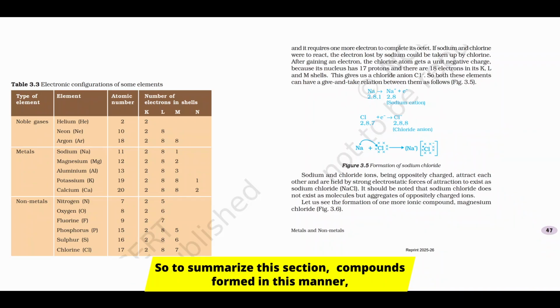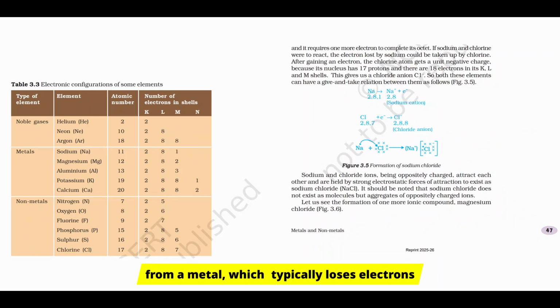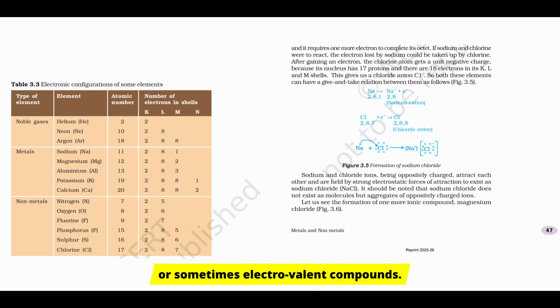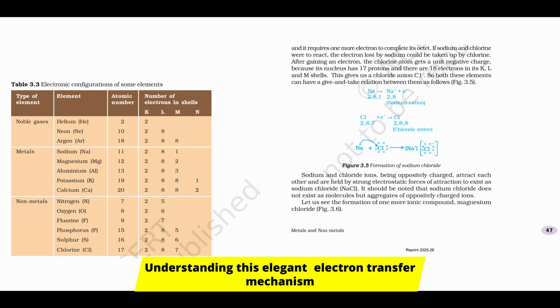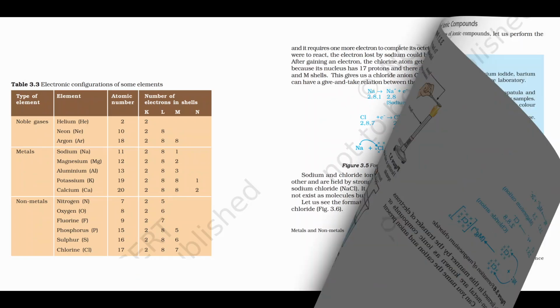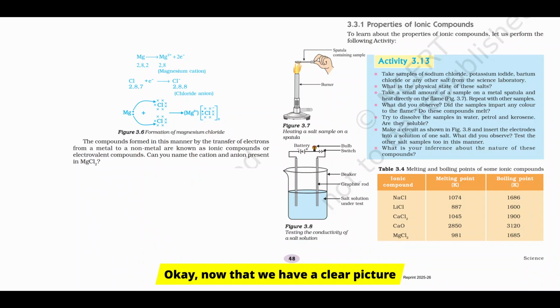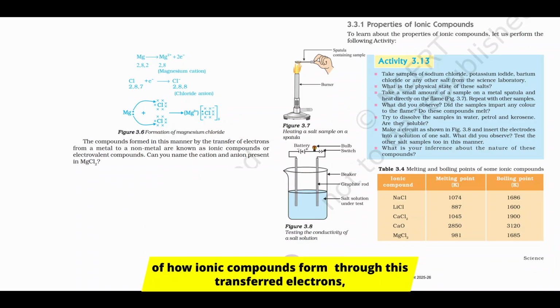So to summarize this section, compounds formed in this manner, specifically by the complete transfer of electrons from a metal, which typically loses electrons to form positive cations, to a non-metal, which typically gains electrons to form negative anions, are called ionic compounds or sometimes electrovalent compounds. Understanding this elegant electron transfer mechanism is absolutely fundamental to comprehending all the unique properties that these compounds exhibit, which we'll look at next.